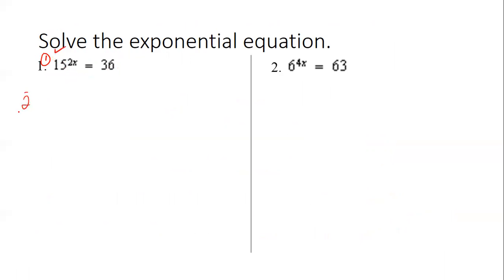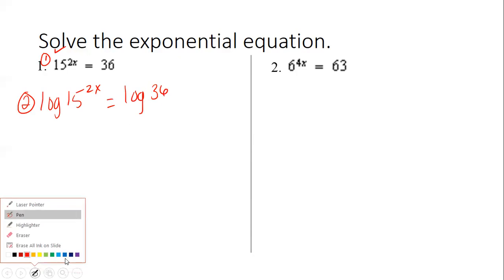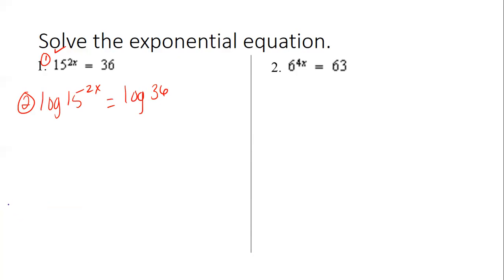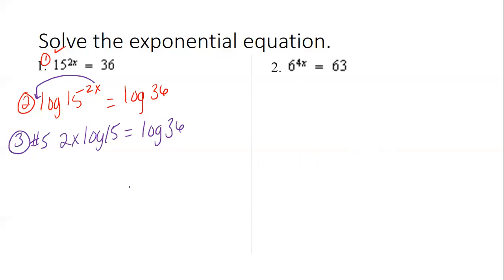Check. Step 2 is you're going to take the log of both sides. So I'm going to take the log of 15 to the 2x equals the log of 36. Step 3 is you're going to use property number 5, the power property that says that I can take my power and turn it into a coefficient. So this becomes 2x log 15 equals log 36.